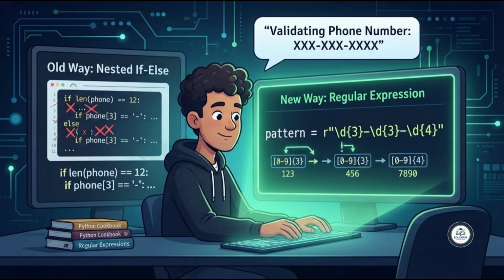Now we are ready for a real-world project, validating a standard phone number format. Let's create a rule where a phone number must look like this: 3 digits, a dash, 3 more digits, another dash, and finally 4 digits. Instead of writing long, complicated nested if-else statements in Python, let's see how cleanly we can outline this exact rule using a single line of regular expression.